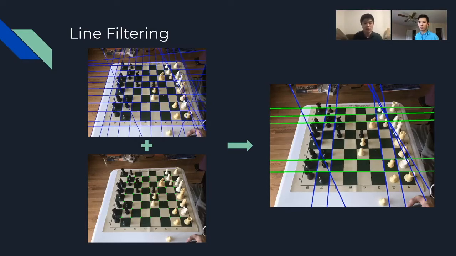With line filtering, we also separate the lines into vertical and horizontal lines. This is because we know that the board is going to appear as a rectangle or almost a rectangle to the camera. So we know that the board has to be made up of 2 vertical lines and 2 horizontal lines, further reducing the amount of combinations we have to try to find the board.